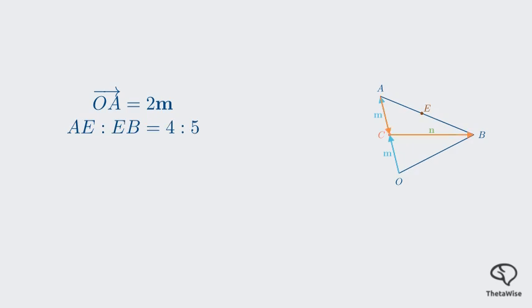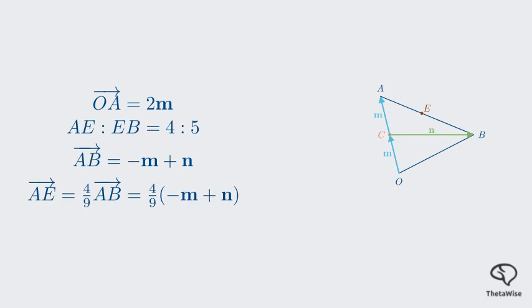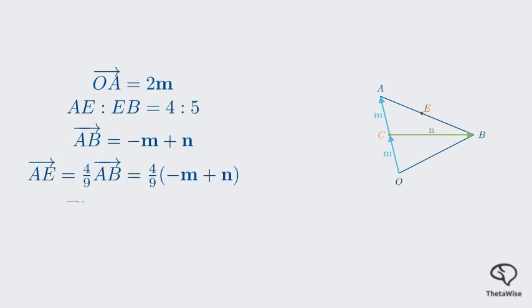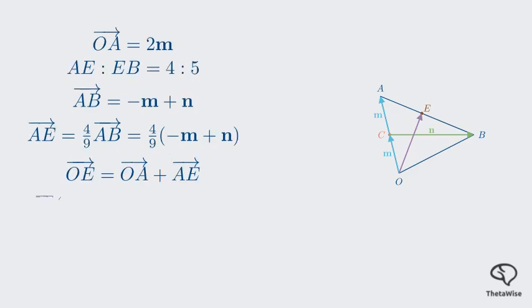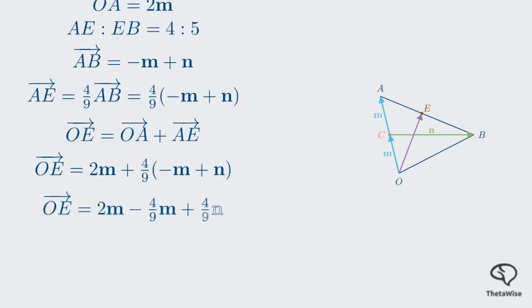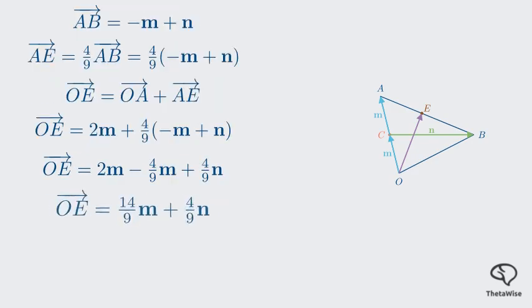First, let's find the vector for the side AB. We can go from A to C, then C to B. Since going from A to C is against the direction of M, we have AB equals negative M plus N. The ratio 4:5 tells us there are 9 parts in total. AE is 4/9 of the vector AB. Now, to find the position vector OE, we take the path O to A, then A to E. Substituting the values we found, OE equals 2M plus 4/9 times the quantity negative M plus N. Let's expand the brackets. To simplify, think of 2 as 18/9. 18/9 minus 4/9 gives us 14/9. That is the position vector of E in its simplest form.